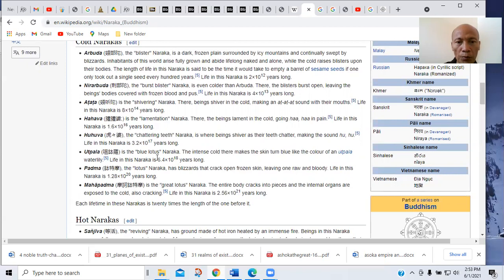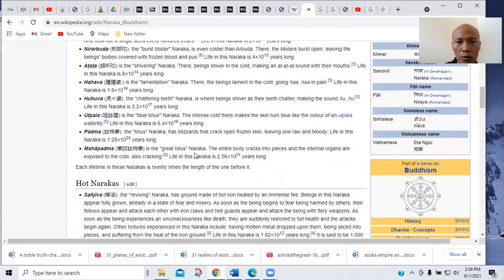The next one is the blue lotus, which means intense cold. The skin turns blue like the color of a water lily. The next one is the lotus, where the frozen skin cracks open, leaving one raw and bloody. And the red lotus, where the entire body is cracked into pieces, and the internal organs are exposed to the cold, also cracking.